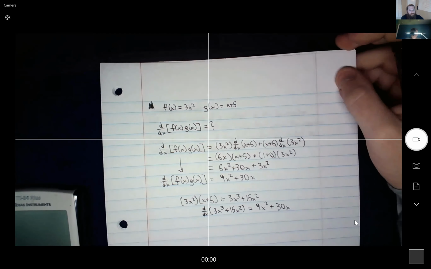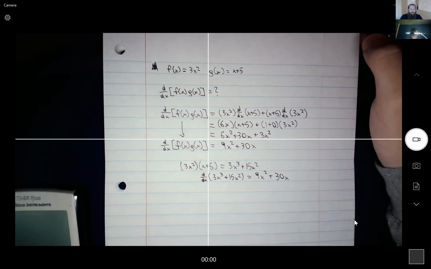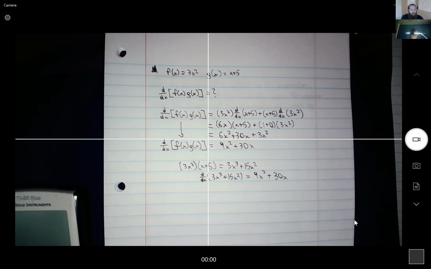I'd like to pause here just for a moment if we could. Your answers are correct and there's no issue with that. But if we follow your arrow back up, the first line you have after d dx of f of x times g of x, it looks like we've written 3x squared times d dx of x plus 5, plus x plus 5 times d dx of 3x squared. But then we differentiated the pieces that are to the left of the d dx rather than the pieces that are to the right of the d dx.